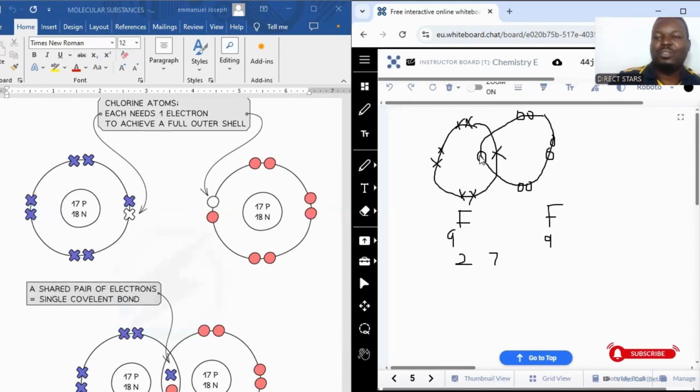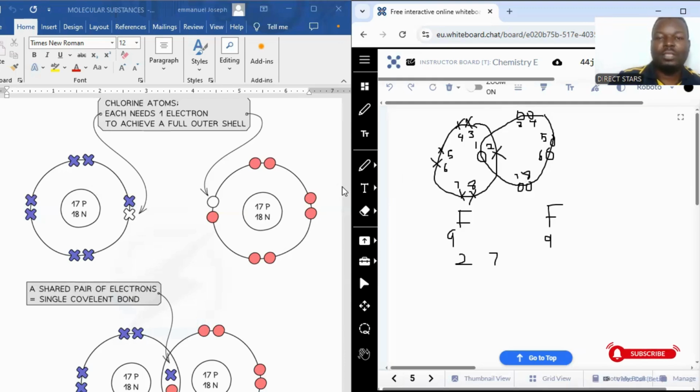1, 2. So this will be 1, 2, 3, 4, 5, 6, 7, 8. If you continue the counting for the other fluorine, you should say 1, 2, 3, 4, 5, 6, 7, 8. So that way they achieve stability by sharing electrons together.